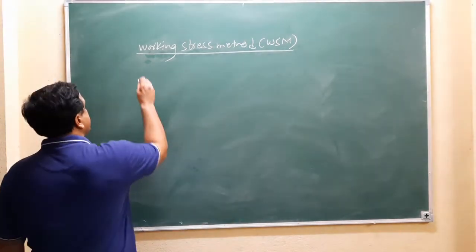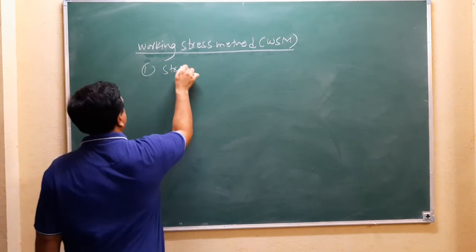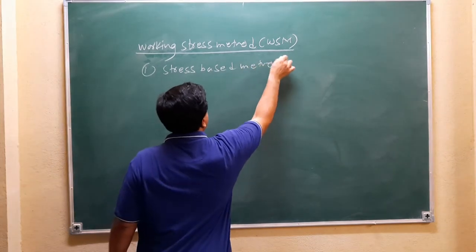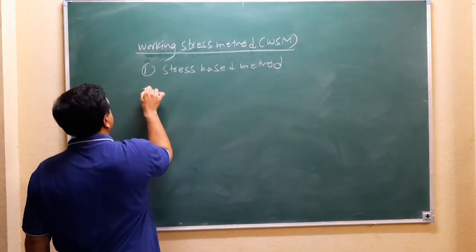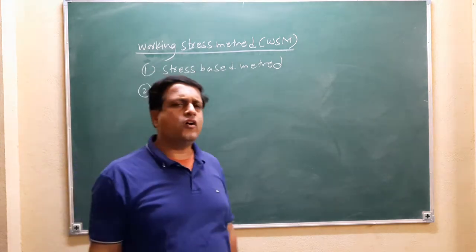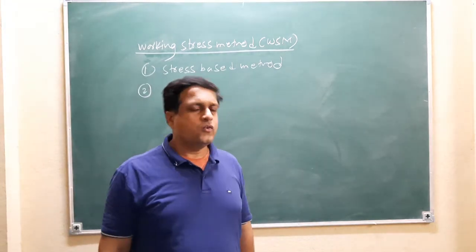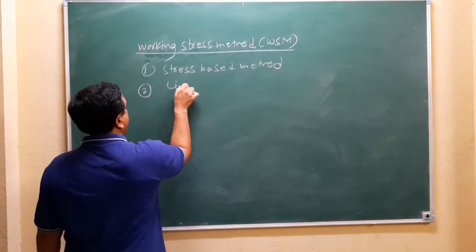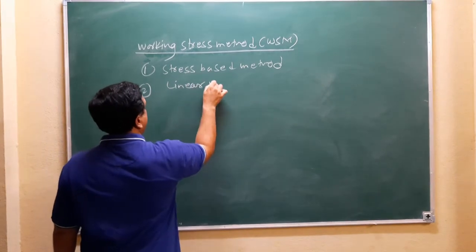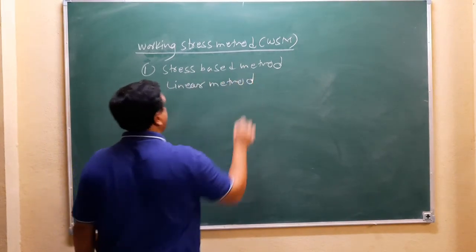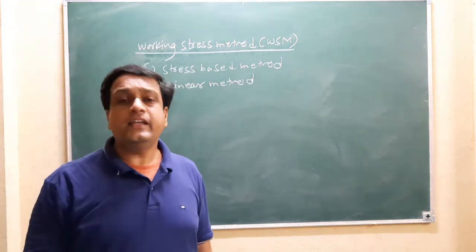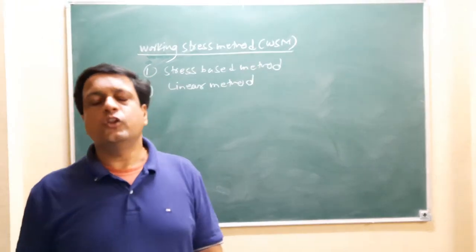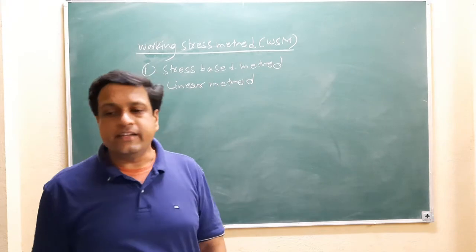The working stress method is a stress based method. That means all stresses are defined in this method. Then it is a linear method. Basically, the limit state method is called a non-linear method. And this is called a linear method.